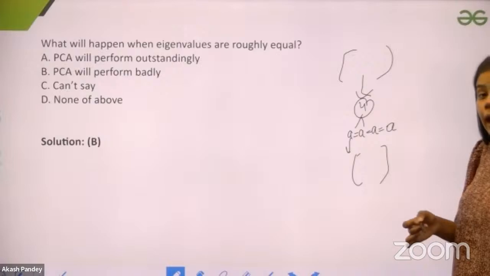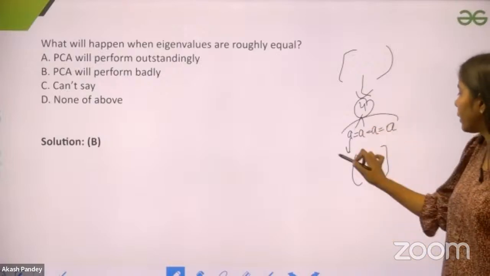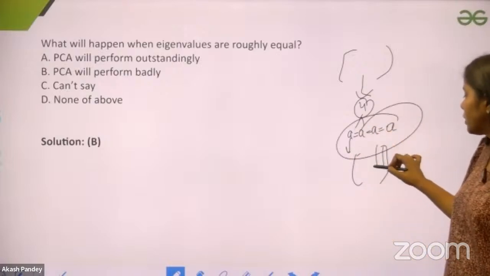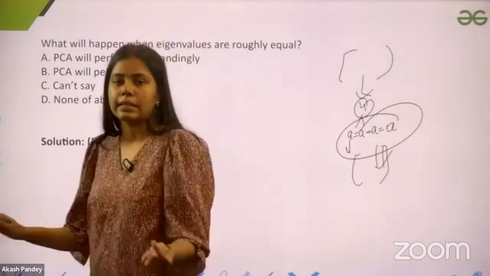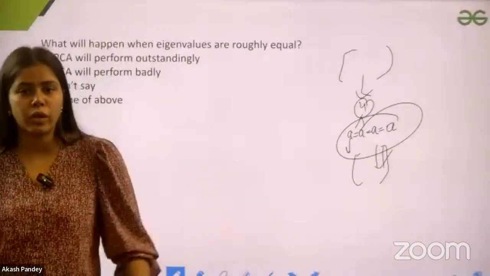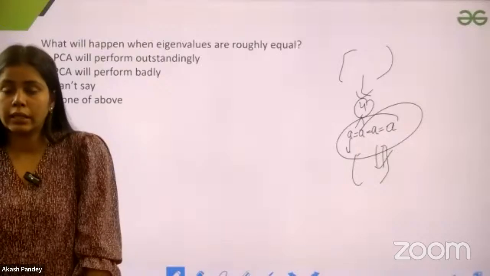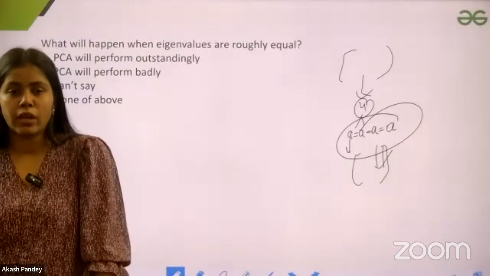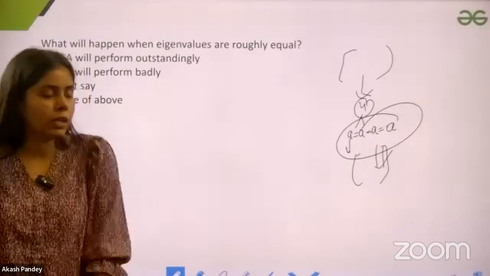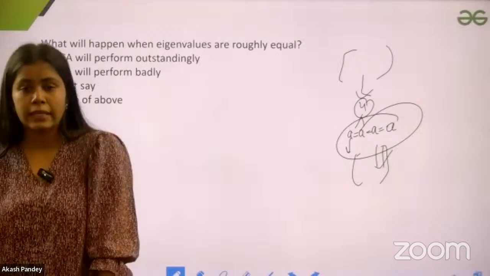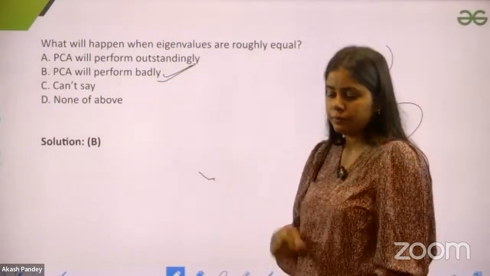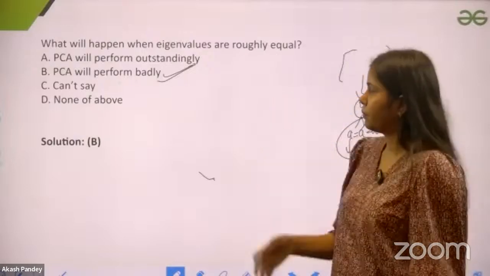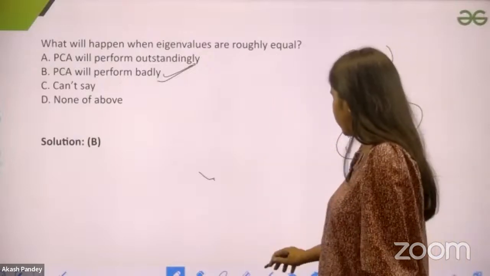You can have one eigenvector or more than one eigenvector, but because of these eigenvalues, there are chances that you would get one eigenvector. And in this case, you cannot reduce the 4-dimensional data set to 3 dimensions if you get only one eigenvector, right? So that means in this case PCA will perform badly. Right, so here option B is true.